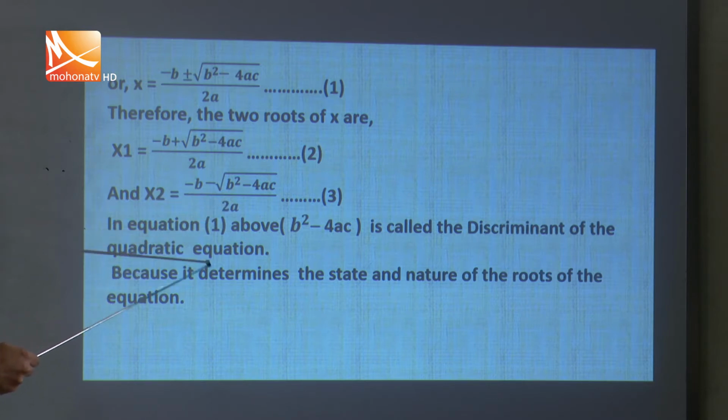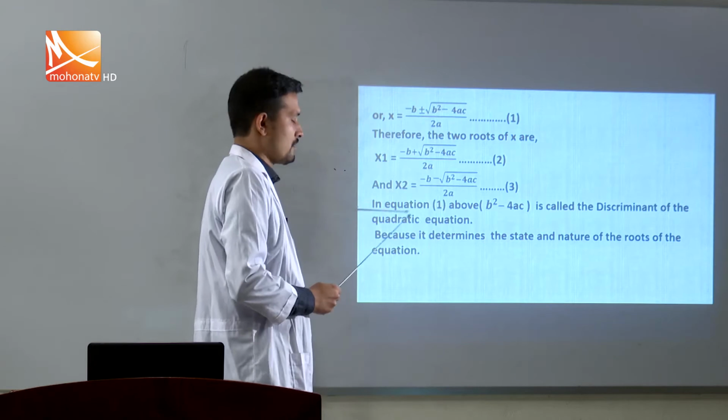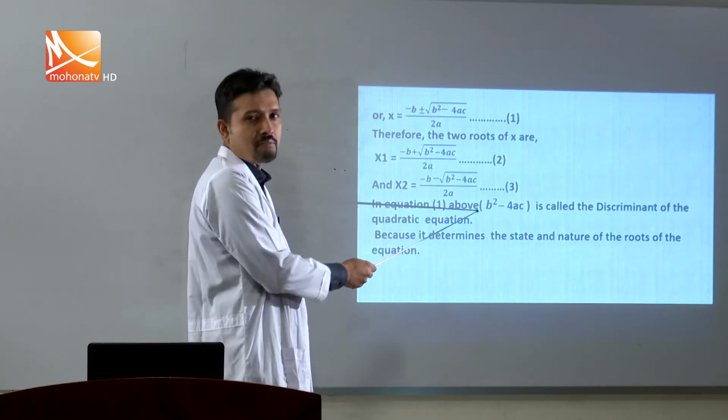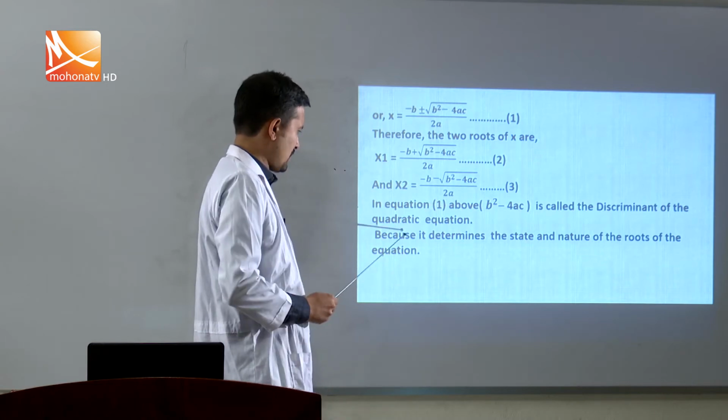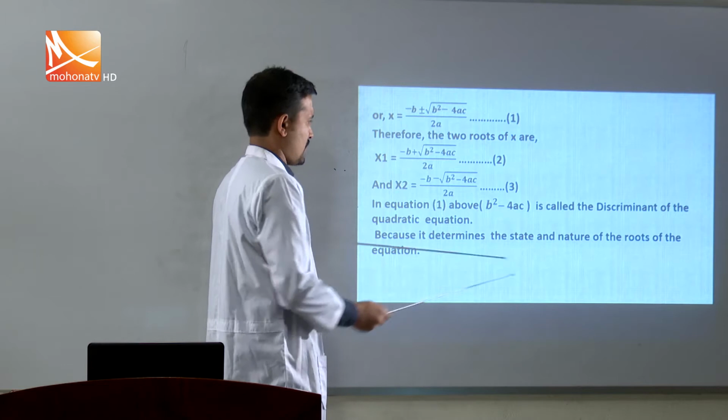In the equation above, b square minus 4ac is called the discriminant of the quadratic equation. We denote the discriminant D equals b square minus 4ac because it determines the state and nature of the roots of the equation.